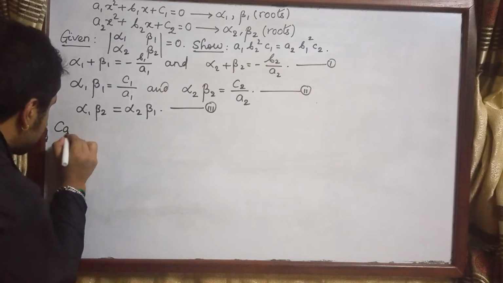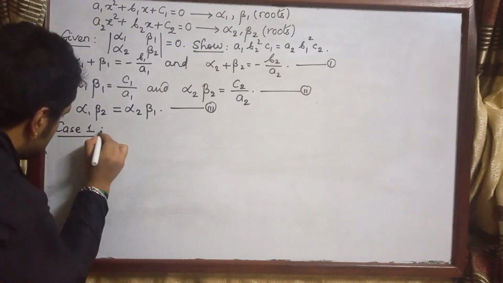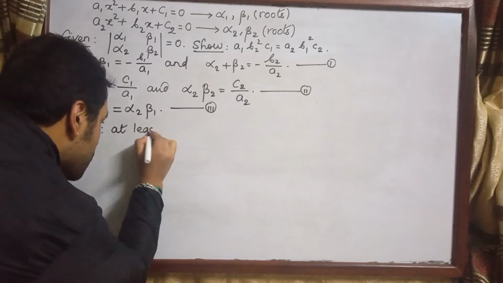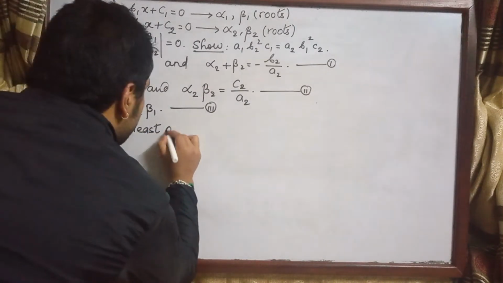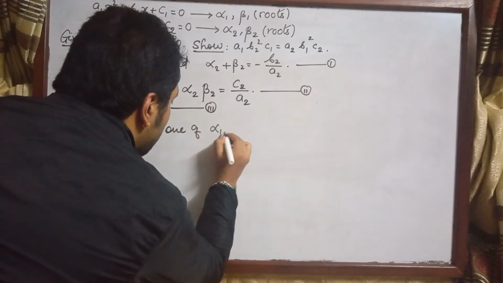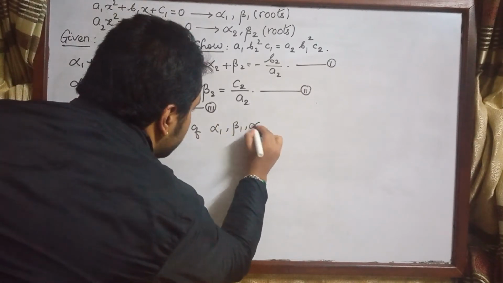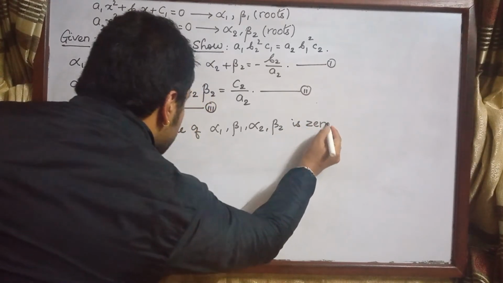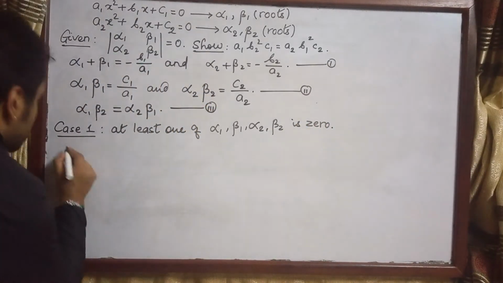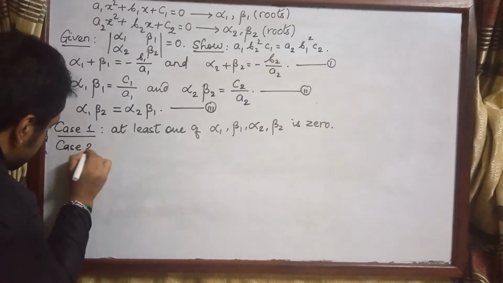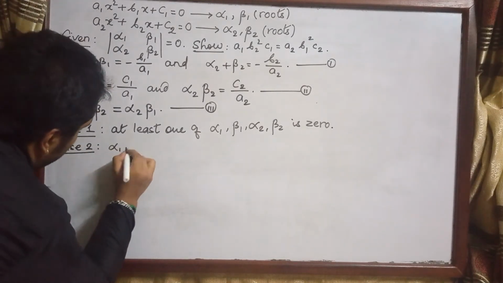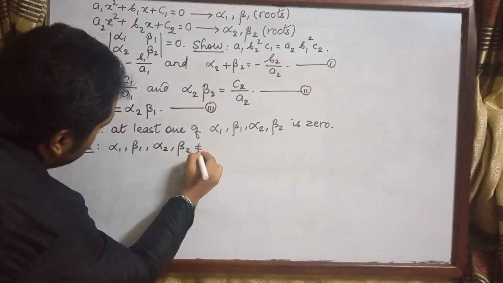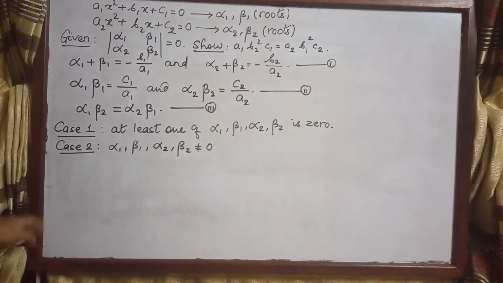we consider two cases. The first case is that at least one of alpha 1, beta 1, alpha 2, beta 2 is 0. And the second possible case is that none of them is 0: alpha 1, beta 1, alpha 2, beta 2 not equal to 0. All right, these two cases.